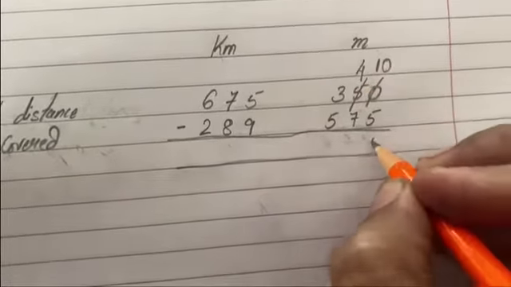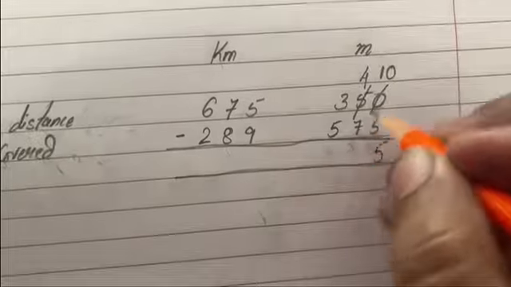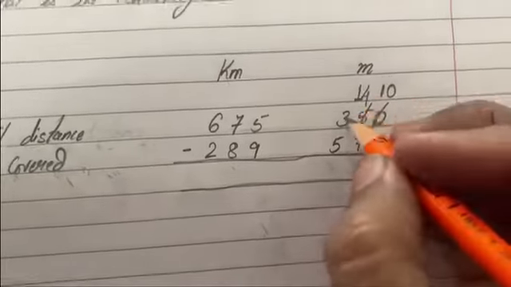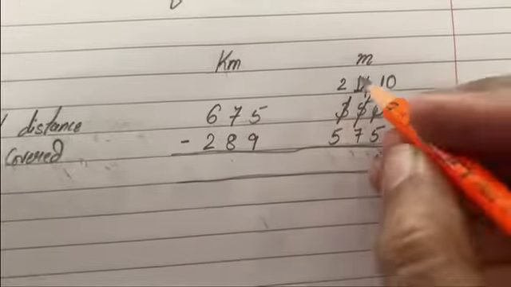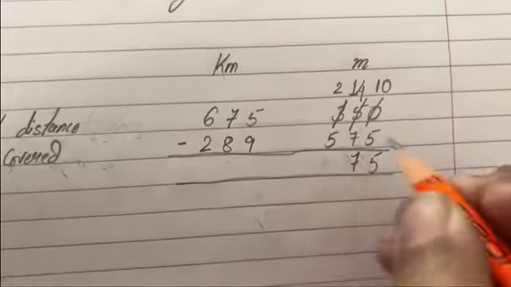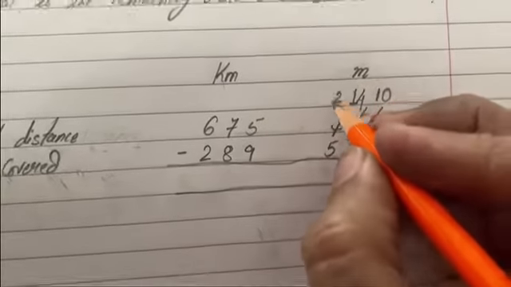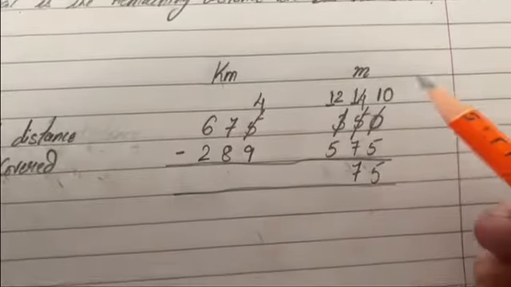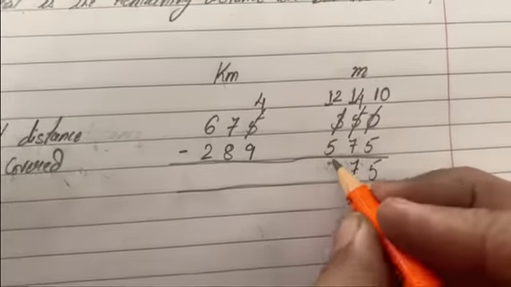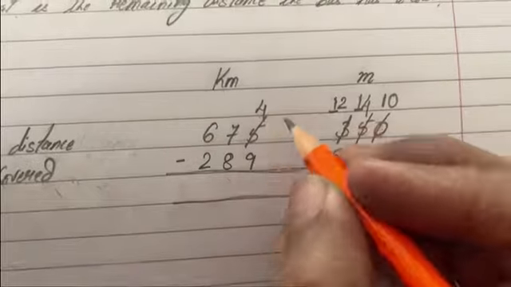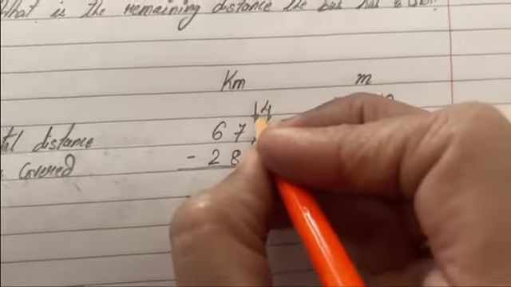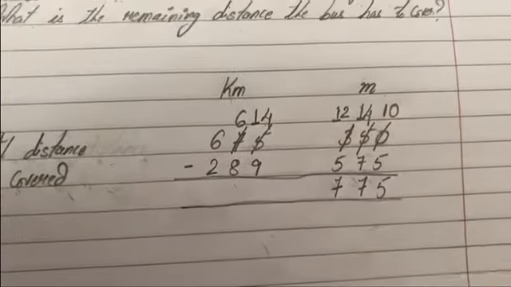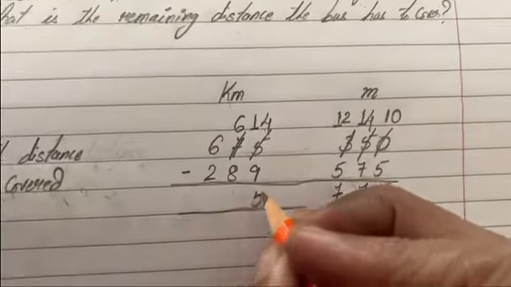Now 10 minus 5 is 5. Now again over here you can see 7 is big, 4 is small, so we will make this 14 and we'll cancel this 3 and make it 2. Now 14 minus 7 is 7. Now again you can see that 2 is small, so we'll make this 12, we'll cancel this 5 and make this 4. So 12 minus 5 is 7. Now again 4 is small, 9 is big, so let's make this 14 and let's cancel this 7 and make this 6. 14 minus 9 is 5.